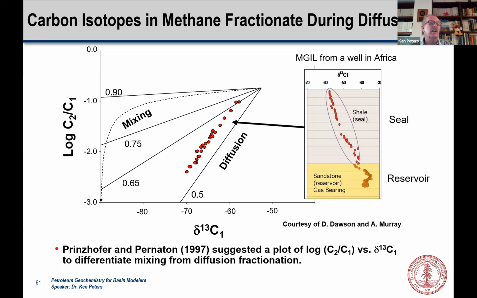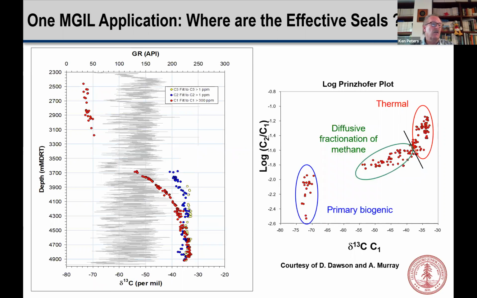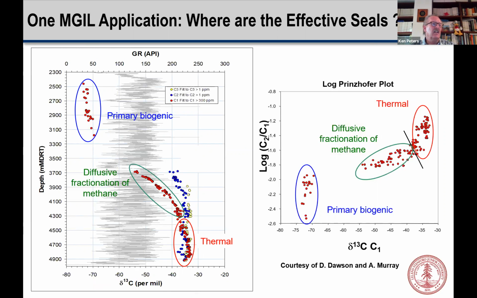So here's what those look like from this particular well in Africa. That's a diffusion phenomenon that we're looking at right there, as opposed to mixing. So here's another well, again from Dawson and Andrew Murray, and you can see here we can look at the Prinzhofer plot, and you can see here's the primary biogenic gas. That's shallow. There's the thermal gas, and that thermal gas has a seal above it that you can see in the diffusive fractionation of the methane through that seal. So that's identified an effective seal right there.